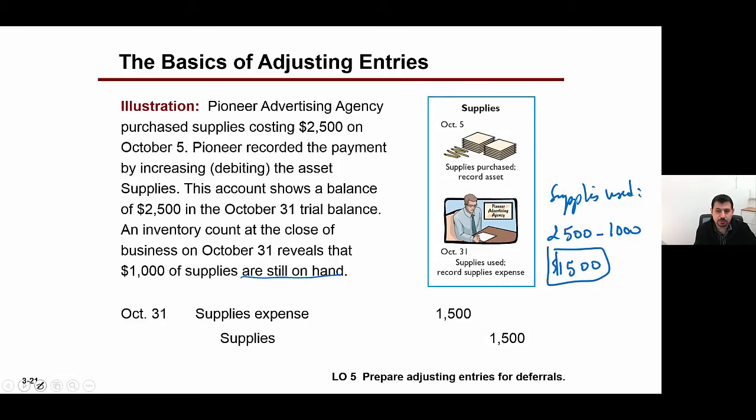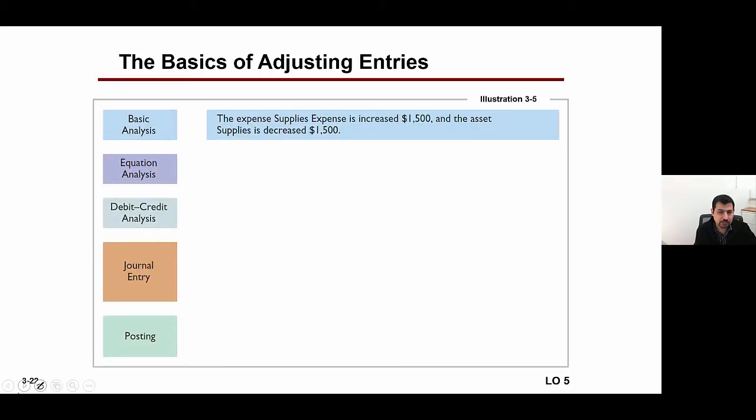As you remember, it will not be practical to make daily records. This is why the companies usually wait until the end of the accounting period and then they count whatever supplies or inventory they had. And the difference between the two would give us the supplies expense.